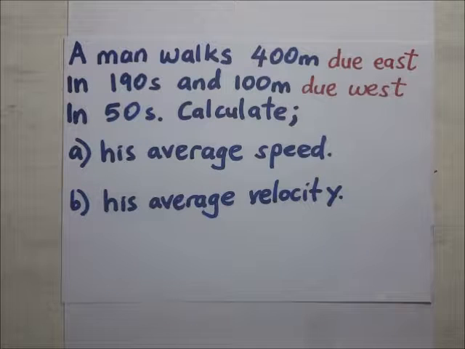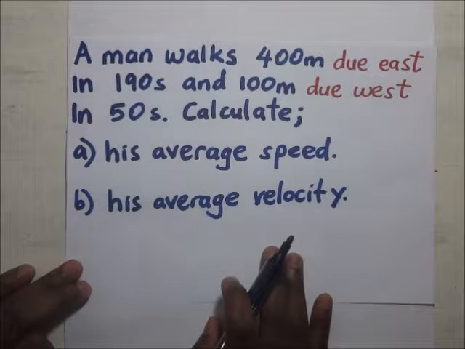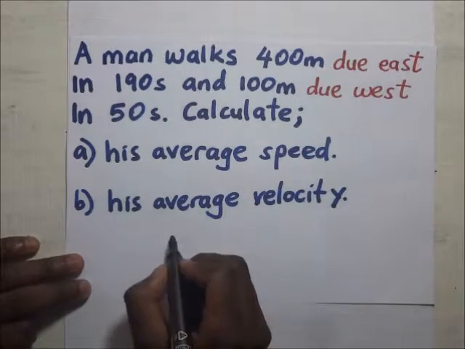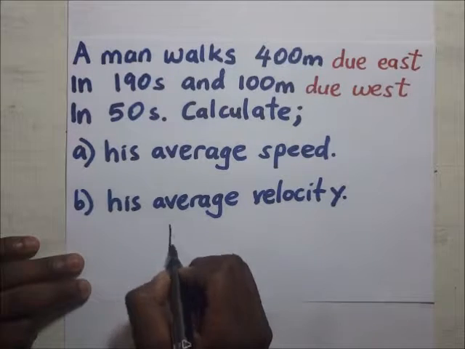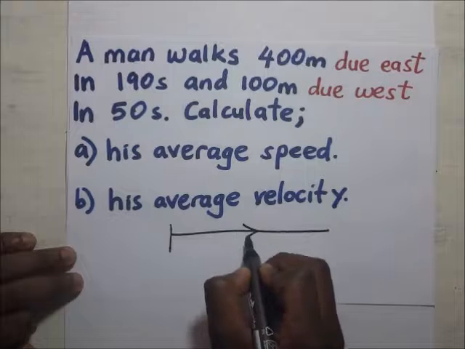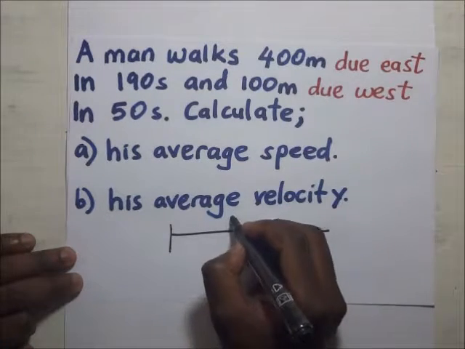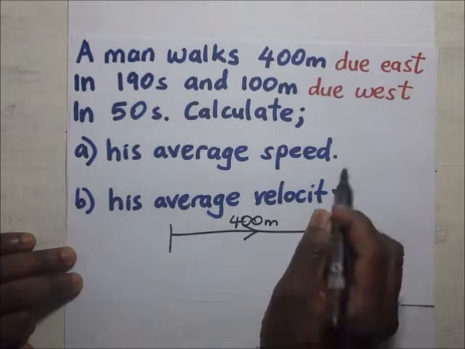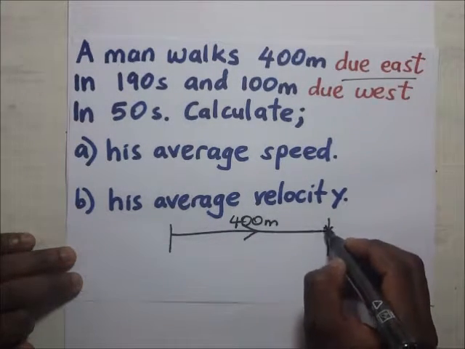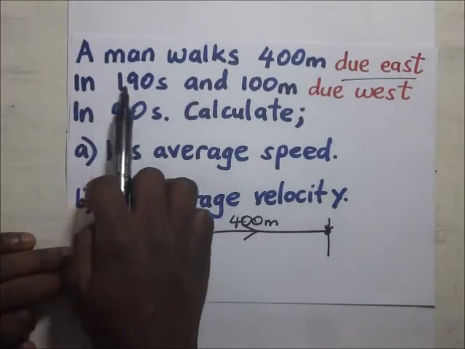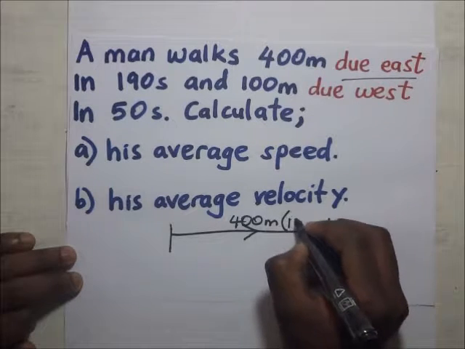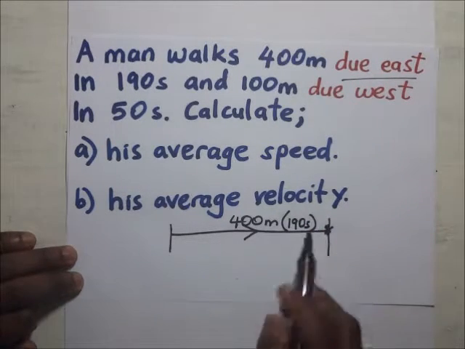So this is how we are going to do this. Let's try and summarize this question using a diagram. A man walks 400 meters due east. So as he's walking, let's say this is the spot he starts. When he is walking, he's moving due east, and the question says he's going to move 400 meters east. He does this in 190 seconds. So 400 meters are done in 190 seconds. That's the time it takes.